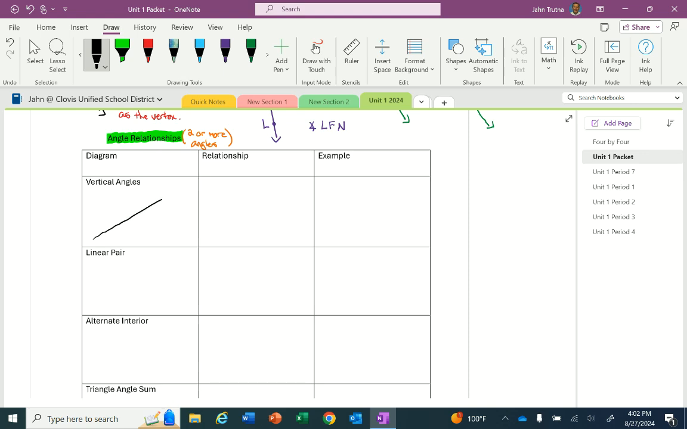Okay, so notice what I am drawing. I just drew a line, and I'm going to draw a second line that intersects the first line. There we go. Now, in the middle part of where the 2 lines intersected, where the 2 lines cross, I just created 4 angles, okay? The angles across from each other are vertical angles here. So I'm going to outline the 2 of the vertical angles in red.